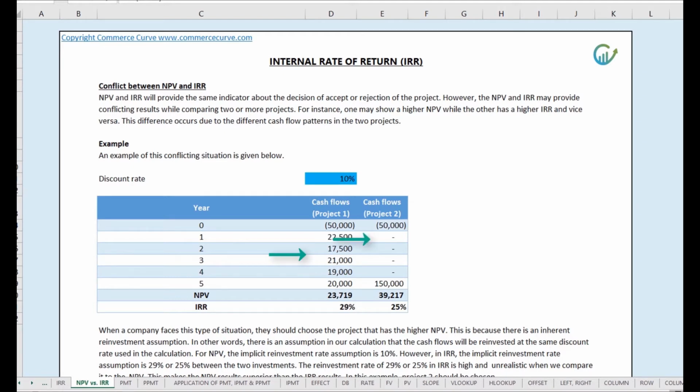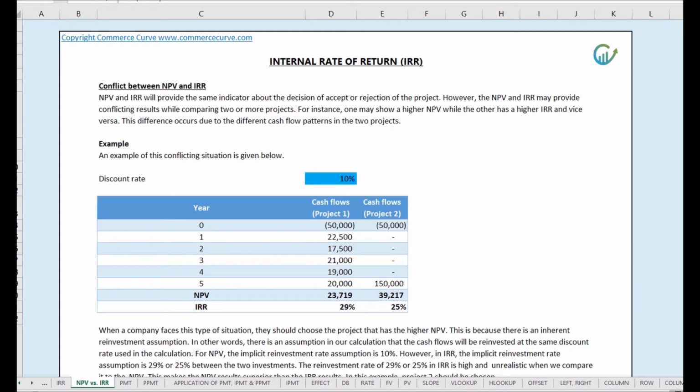Project 1 has steady cash flows in column D. Project 2, in column E, has less cash inflows on a regular basis and has a lump sum payment in year 5. When we compare Project 1 versus Project 2, from an NPV perspective, Project 2 has a higher NPV but lower IRR. NPV is 39,217 and IRR is 25%.